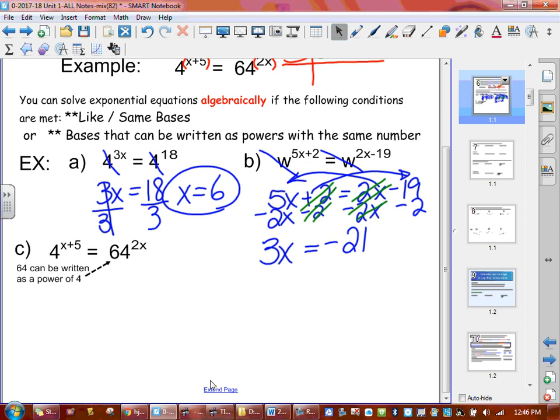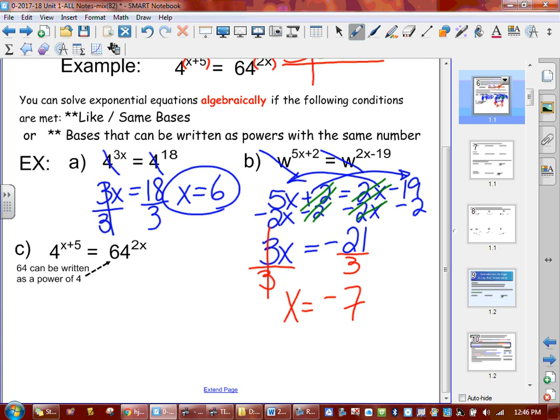Now we're going to divide the 3 out. So we're going to divide by 3. And we're going to get x equals negative 7. And we can always check if our answer is true. We plug it into the top and see if the left side equals the right side.